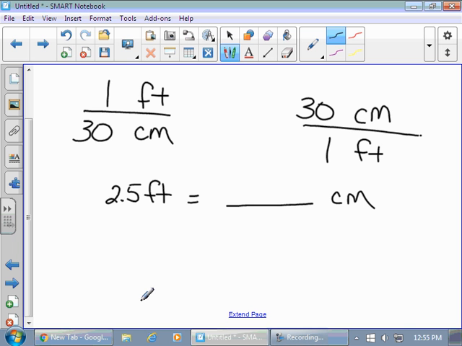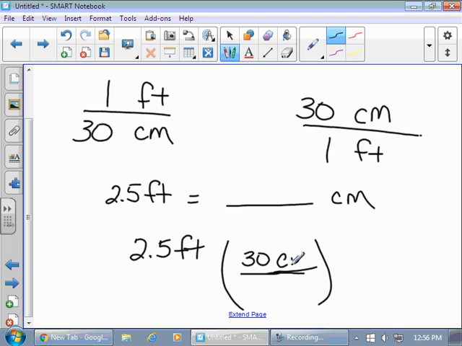Alright, who wants to explain to me what I'm going to multiply? Kendall. What'd you put on top? What'd you put on bottom? 30 what? Okay. And what'd you put on bottom? Nope. What's my fraction? If you put centimeters on top, which one of these am I going to use? 30 centimeters over 1 or 1 over 30? 1 foot. Thank you. Now, what cancels off? My feet cancel off. And what am I going to do between these two numbers? Multiply it. So what is 30 times 2.5, Kendall?